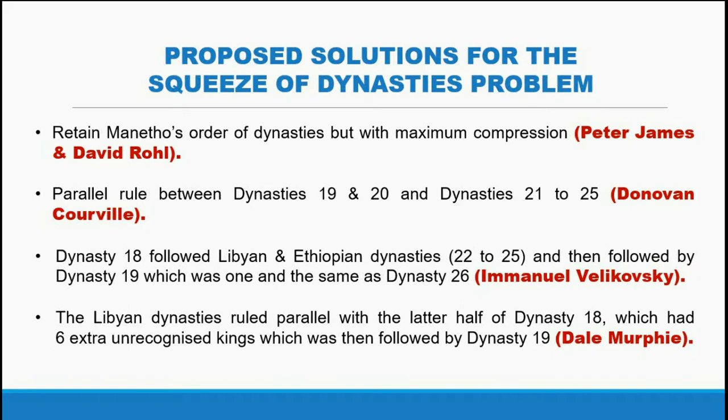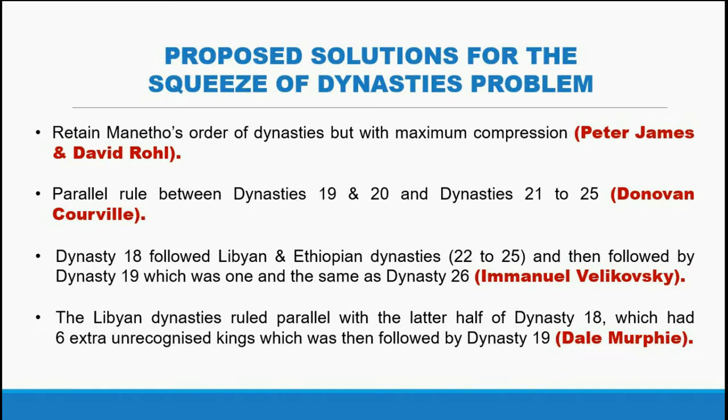Emanuel Velikovsky's solution is probably the most radical of the chronologies proposed. He has Dynasty 18, followed by the Libyan and Ethiopian dynasties 22 to 25, which he assigns the same compression to as Peter James and David Roll. And after those dynasties, he has the start of Dynasty 19. So he separates dynasties 18 and 19 by around about 160 years. He proposes that Dynasty 19 was actually one and the same as Dynasty 26 of the 7th and 6th centuries BC.